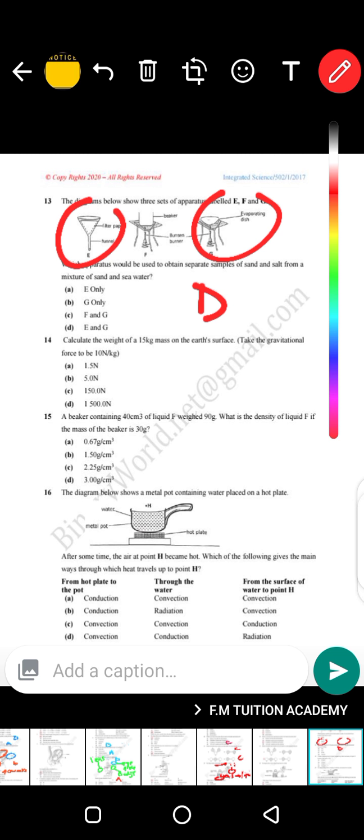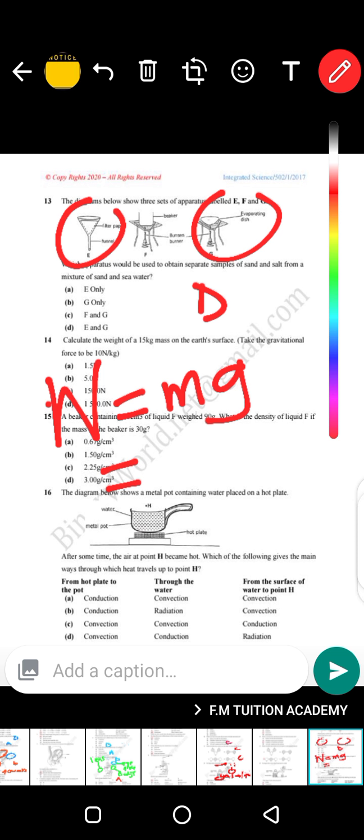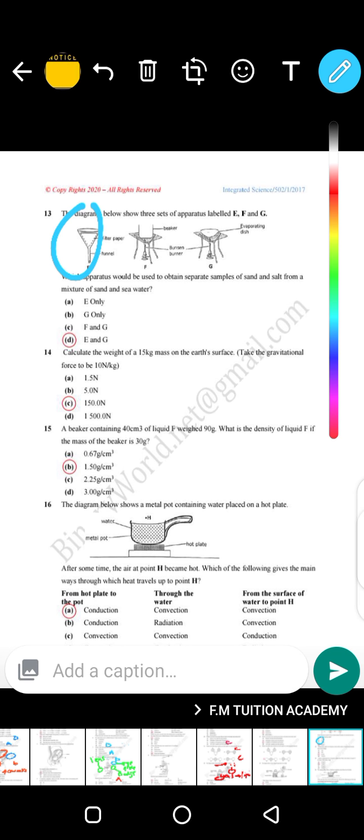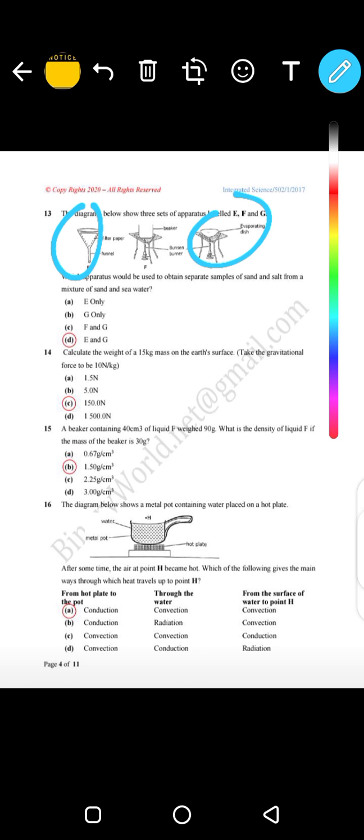Calculate the weight if the mass is 15 kgs and the gravitational pull is 10. The formula for weight, in case you don't know, is weight equals mass times gravity. So weight is equal to, the mass is 15, times the gravity. Let me do the calculation down here. So the answer here is E.